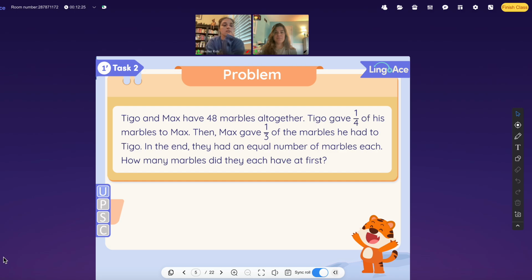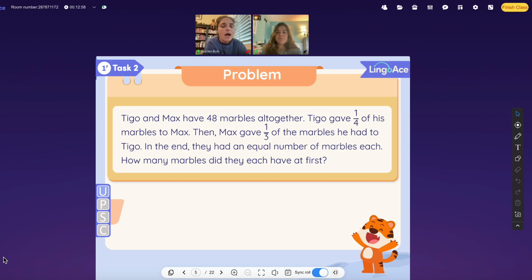Very good. Okay, so looking at this problem, how many people or animals do we have in this problem? 2. Good. And what do they have? Marbles. They've got 48. And what are they doing with these marbles? They're giving them to each other. Good. And we know that there's 48 altogether. What is this problem asking us to solve? How many marbles at the beginning?